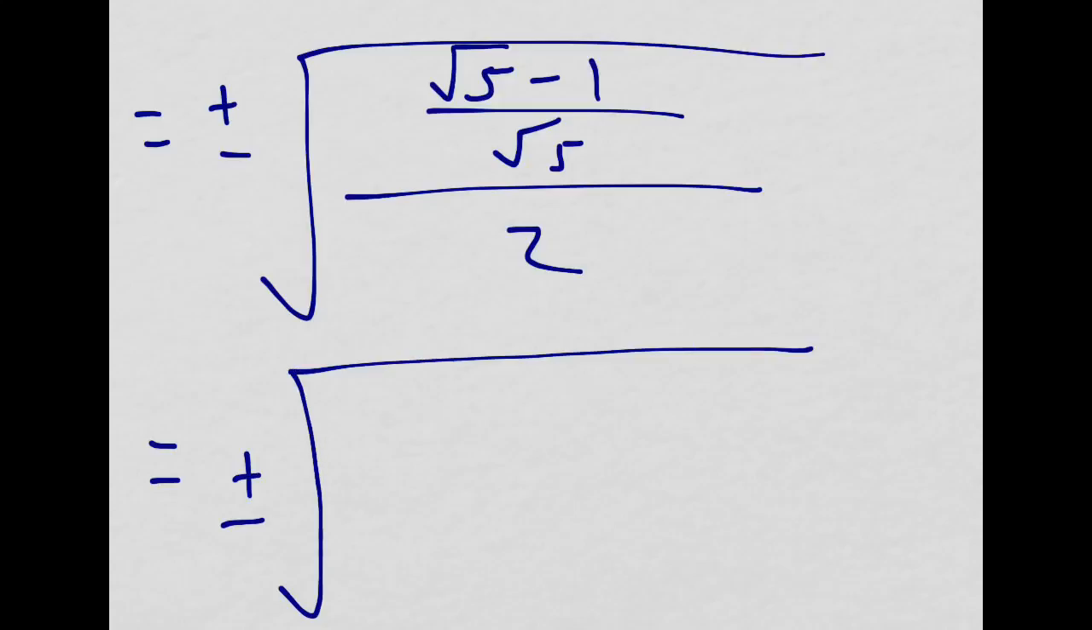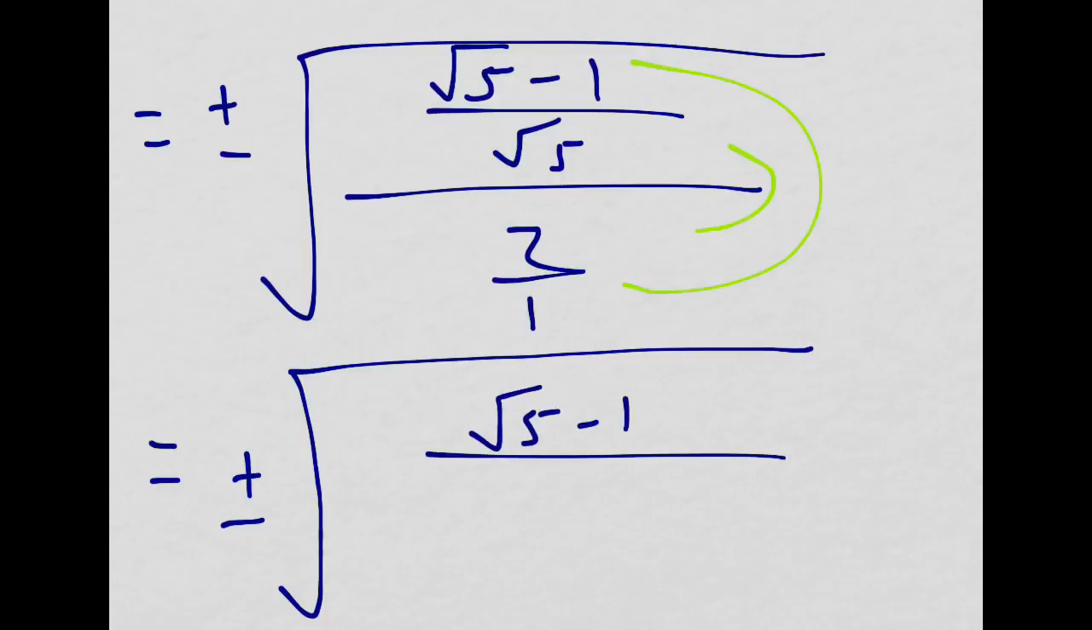So from there, what have we got to do? Alright, so outer ear goes on top, which gives me root 5 minus 1 over 2 root 5.